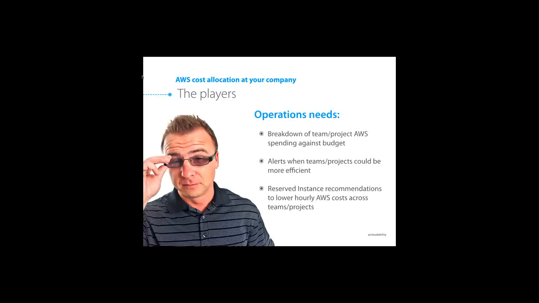The next group is the operations team. And the operations team tends to look at the Amazon world in terms of the team budgets as well as different technology environments that each team is using. So they're looking for things like breakdowns by team and project of spending against budget. They're looking to get alerted when those teams or projects could be more efficient. They're also looking for ways they can do cross-company and cross-consolidated billing account reserved instance recommendations to lower their Amazon costs on an hourly basis across these teams and projects.